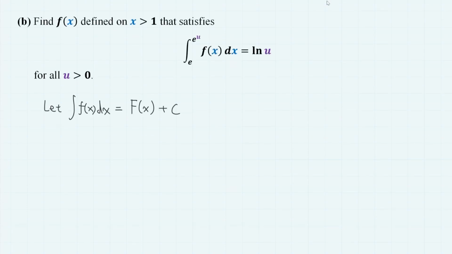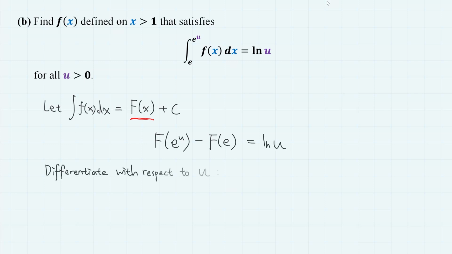Now the second problem, and we do similarly. We introduce the antiderivative capital F(x), then the left-hand side equals capital F of e to the power of u minus capital F of e. So this equals ln u. Differentiating with respect to u, first we have small f of e to the power of u, but then again this is the derivative with respect to e to the power of u. So we have to differentiate this e to the power of u with respect to u according to the chain rule, which gives e to the power of u. And on the right-hand side, we have 1 over u.